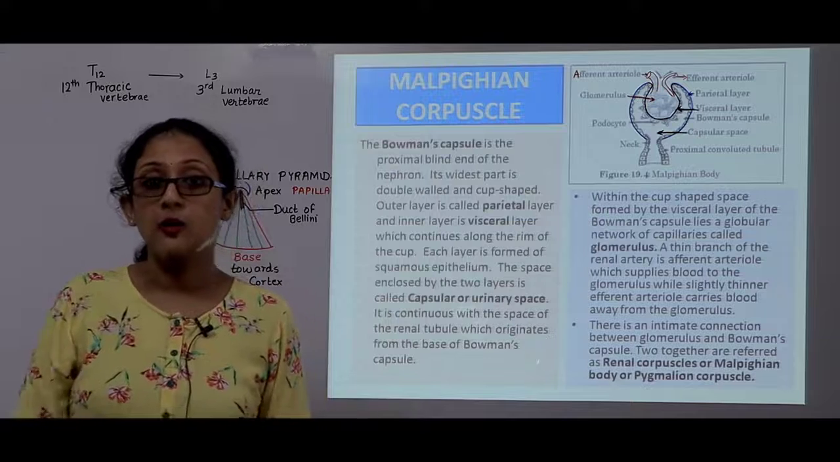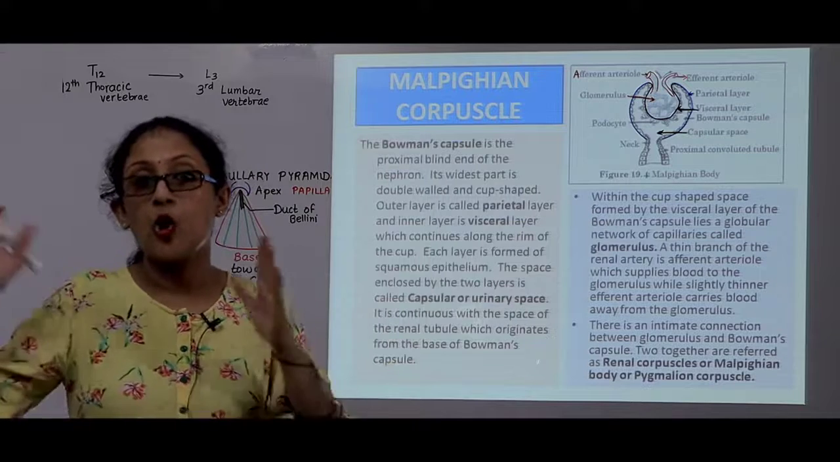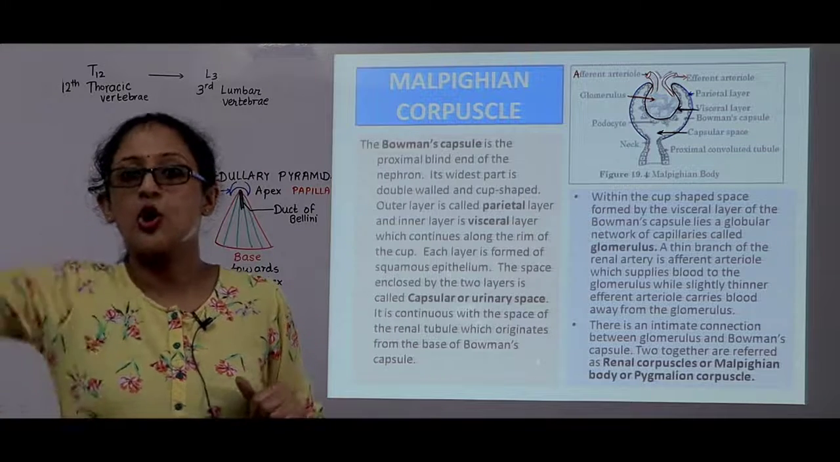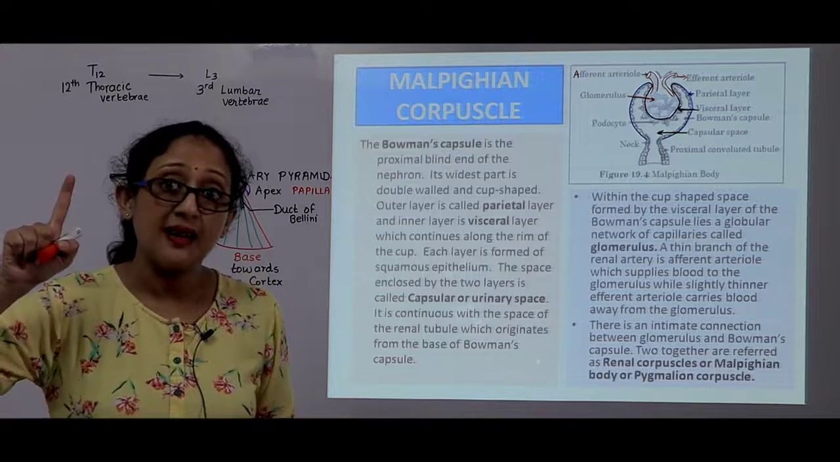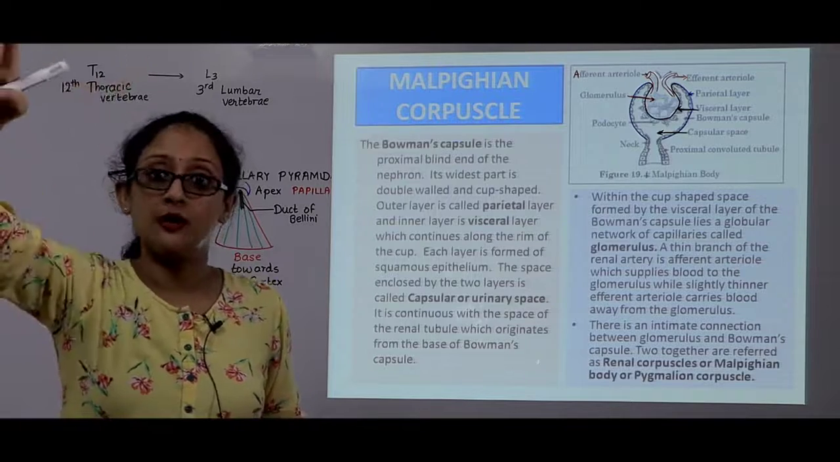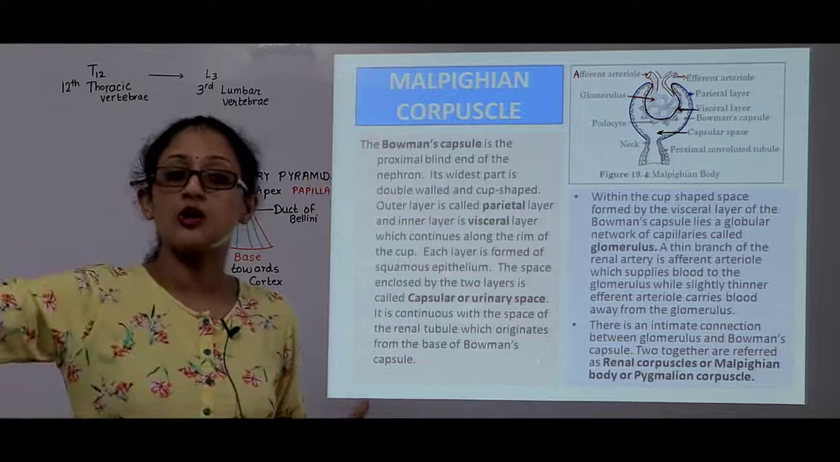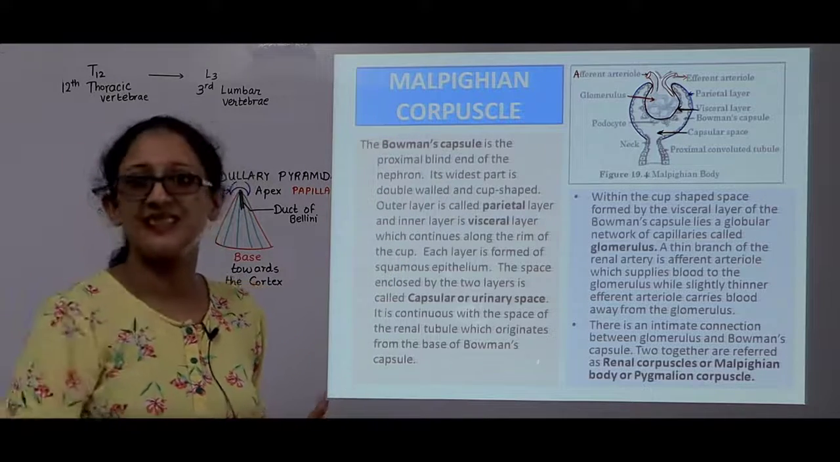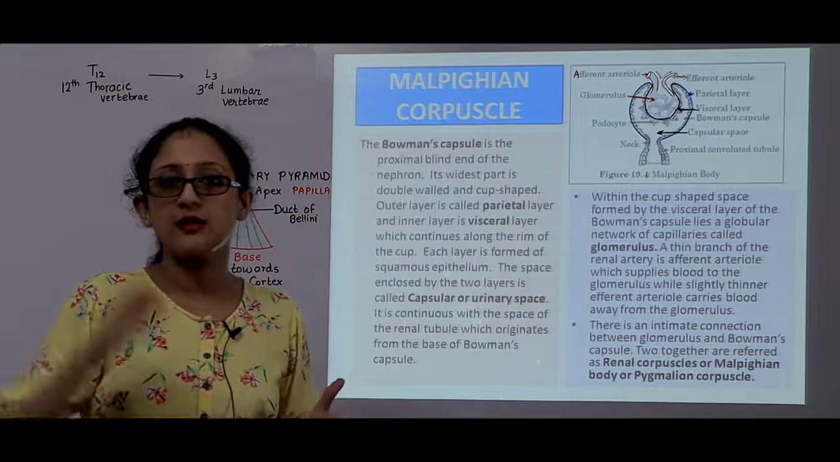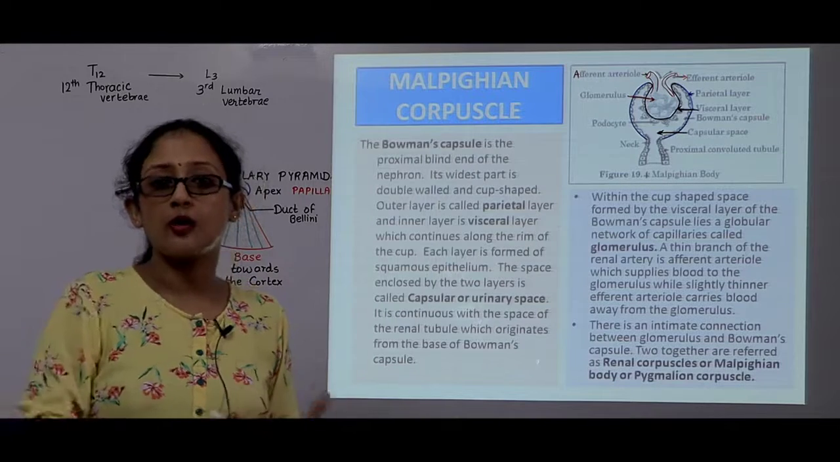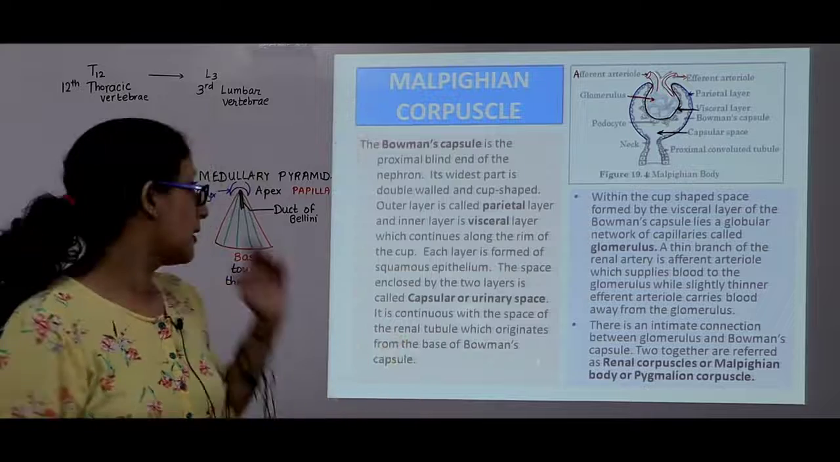Kindly note, you have done a chapter about cockroach in structural organization. There it is Malpighian tubule, not Malpighian corpuscle. So Malpighian tubule is in the cockroach, whereas we have Malpighian corpuscles. So kindly note the difference: tubule in the cockroach and corpuscle in us.